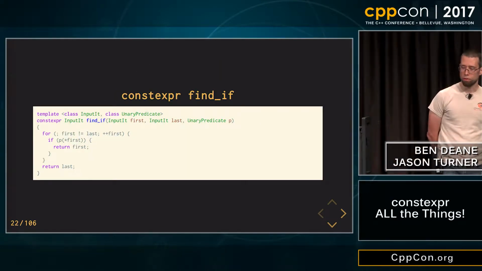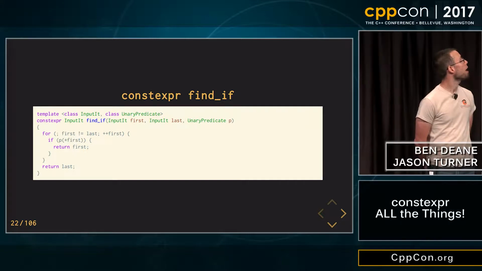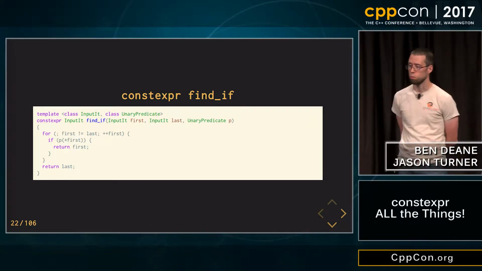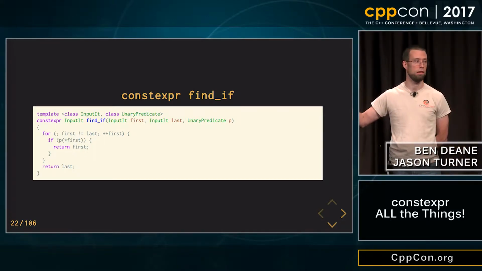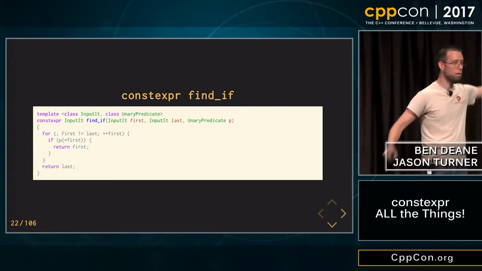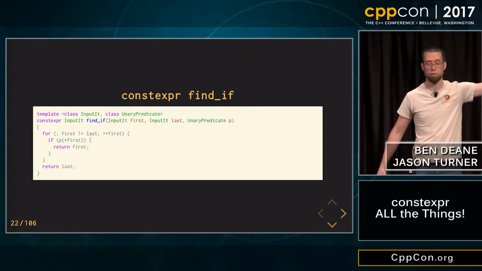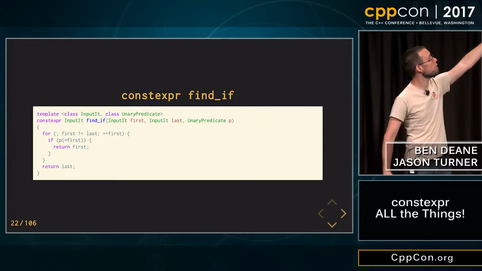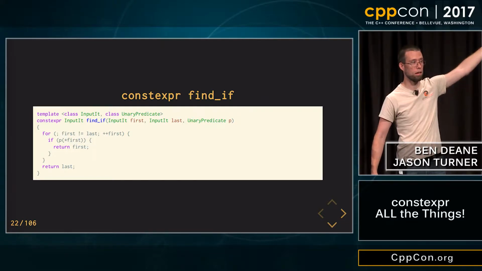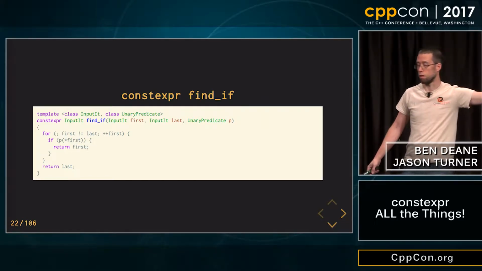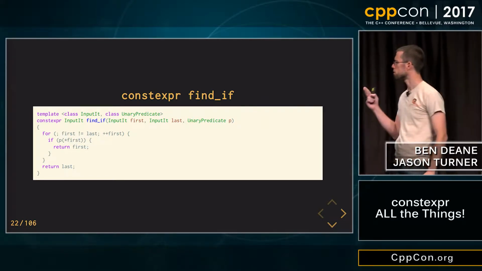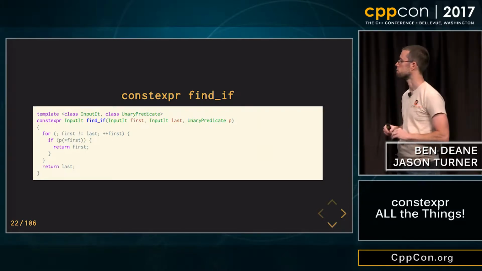So we needed some sort of a find to implement our map, and does anyone recognize this find if? This is literally how it's specified in the standard. This is taken straight from CppReference.com. The only difference is it now says constexpr in front of it. None of the standard algorithms are constexpr, except min element, max element, min and max. The rest are not.